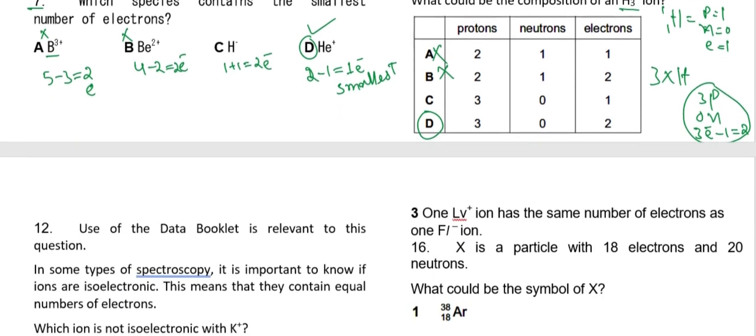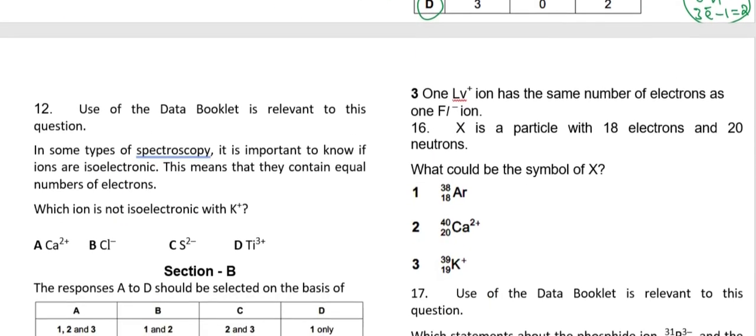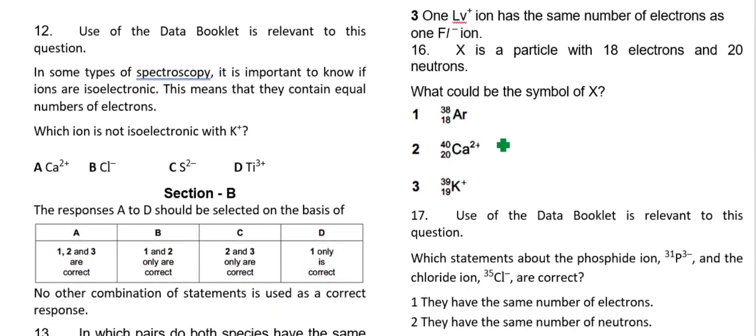Next, again he says use of the data booklet, meaning you have to use the periodic table. Then he used another word here, isoelectronic, and he explains it means that they contain an equal number of electrons. So which ion is not isoelectronic with K positive? First of all, figure out what K positive is.